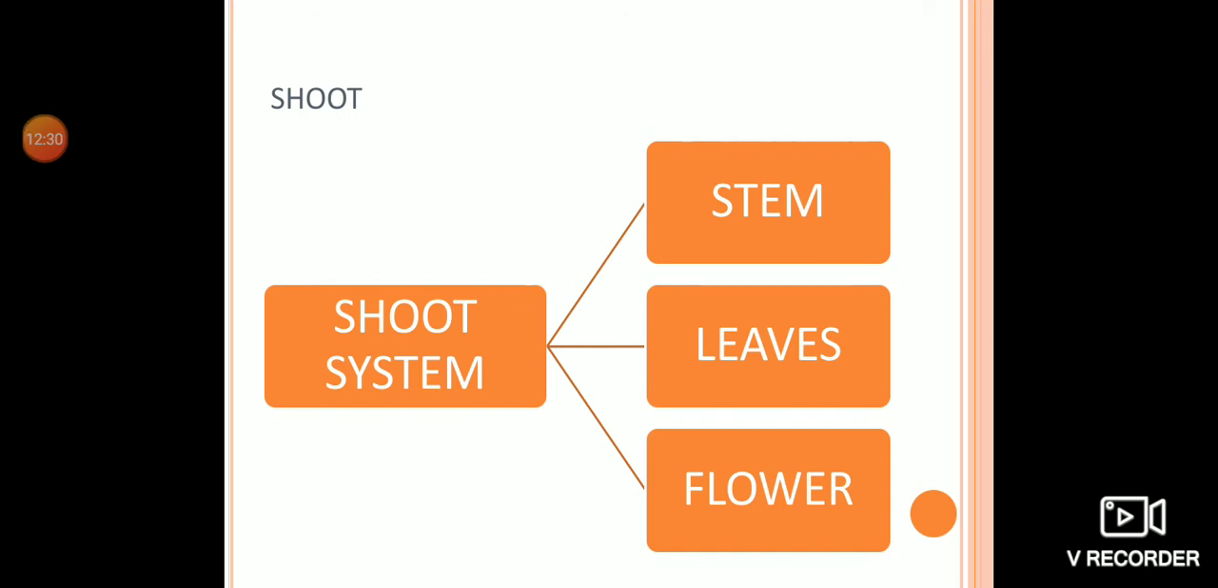Now we will study the shoot system of a plant. As you know, the shoot system consists of stem, leaves and flowers, which grow above the soil. In this chapter we will first study the stem, then the leaves, and then the flowers. Now first we will study the stem of the plant.